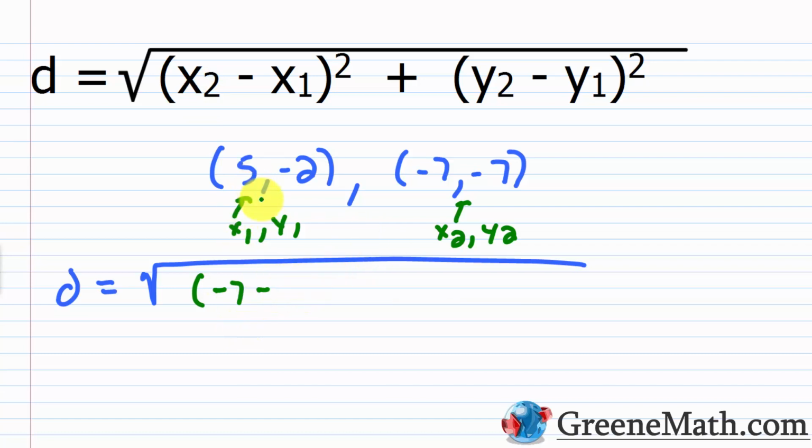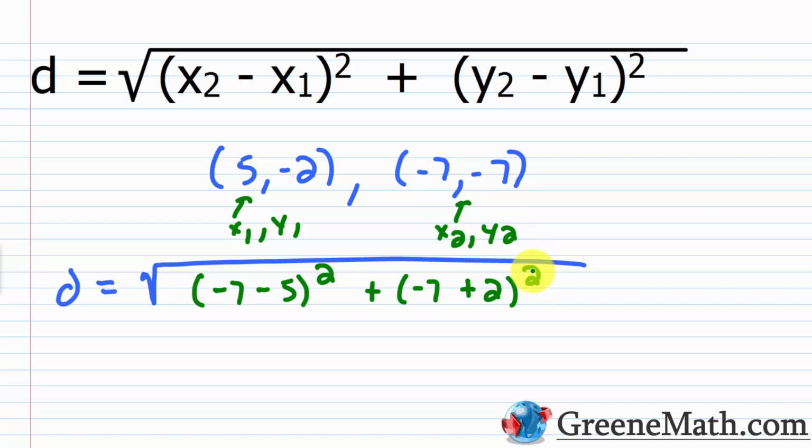Then minus x sub 1 is going to be 5. Just plugging that in there. This is squared. Then plus, we've got y sub 2, which is -7. Just plugging that in for y sub 2 there. Then minus y sub 1, which is -2. Be careful. You're going to have minus a negative, which is plus a positive. So this is going to be +2. And then this guy is squared. So all I did was I plugged in.